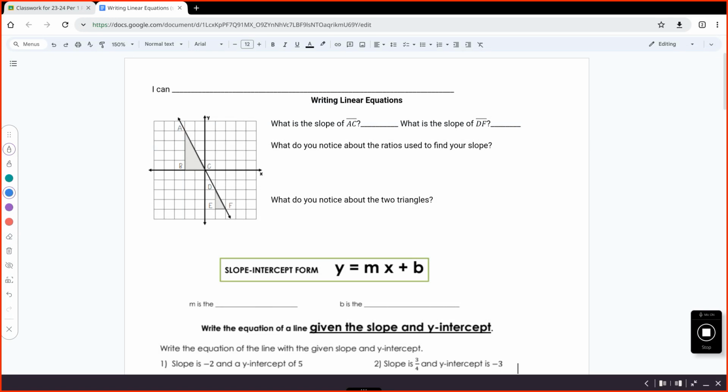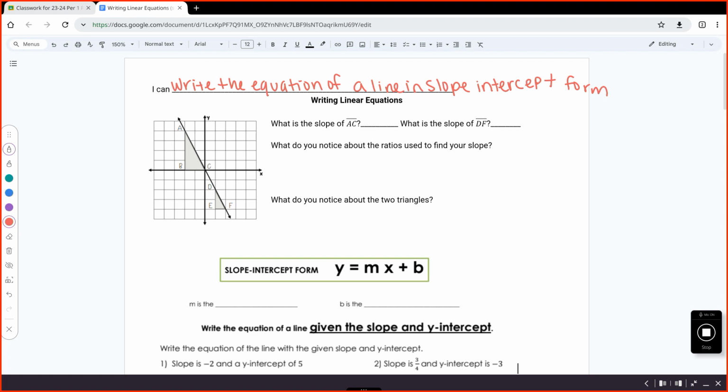Hi there. In this video, we are going to learn how to write equations of lines in slope-intercept form. All right, so first things first, let's review how to find slope.